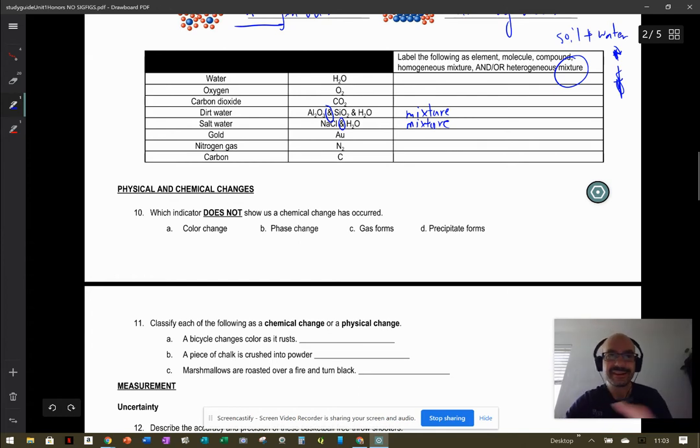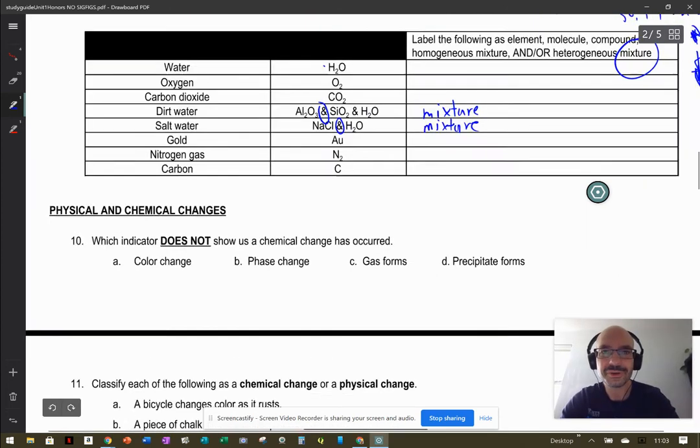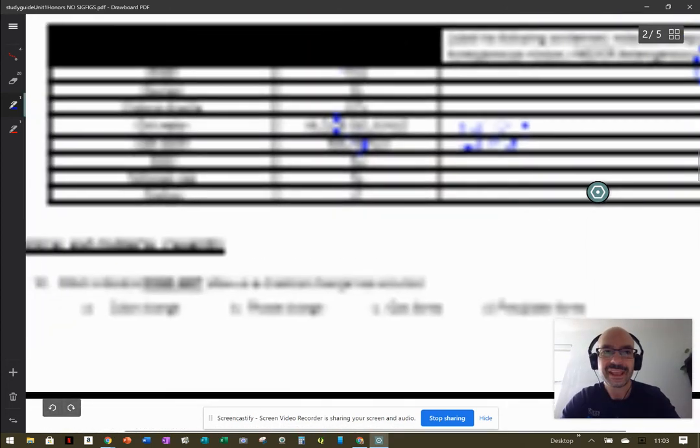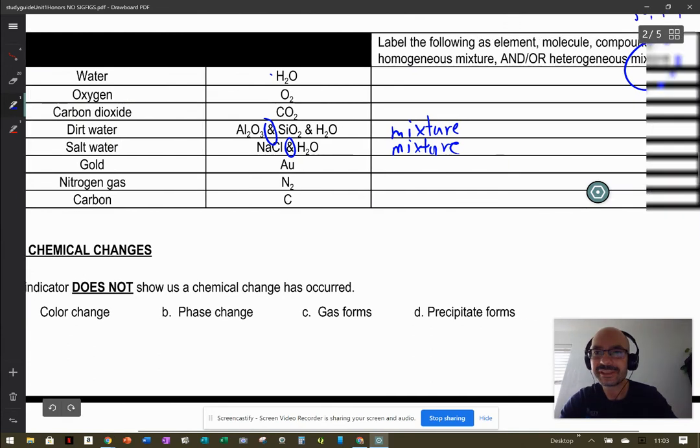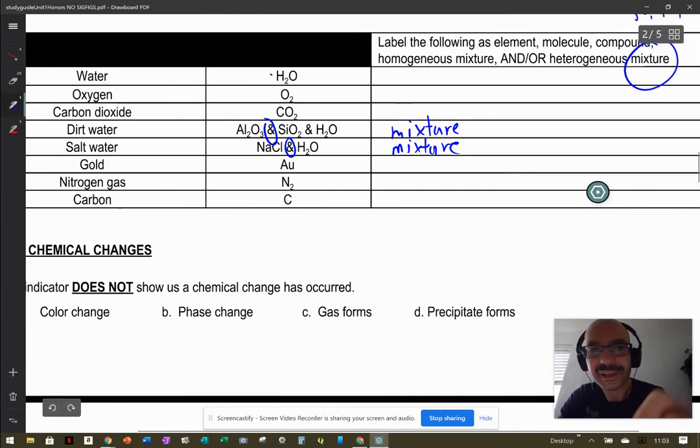All right, now the other ones are freed up. So let's look at this first one, H2O. H2O is a molecule and compound. Oh no, I put that in the wrong space. I have to rewrite that.